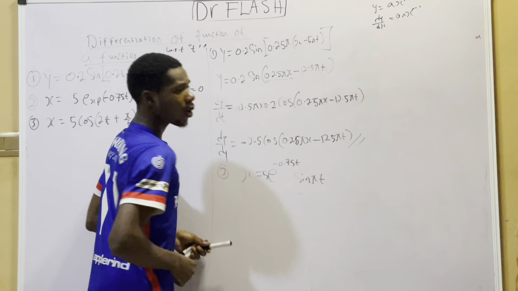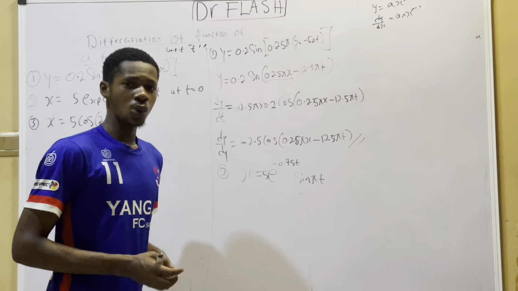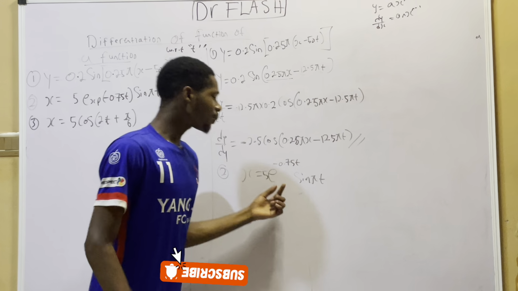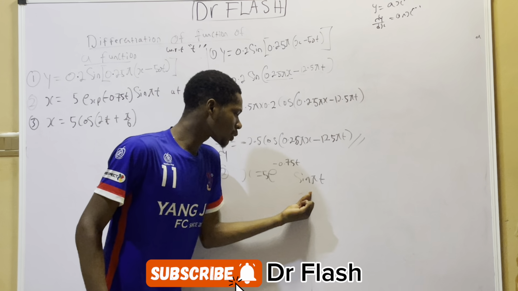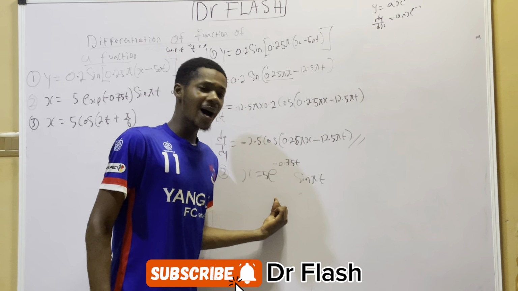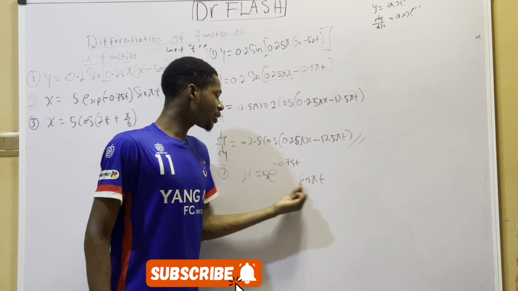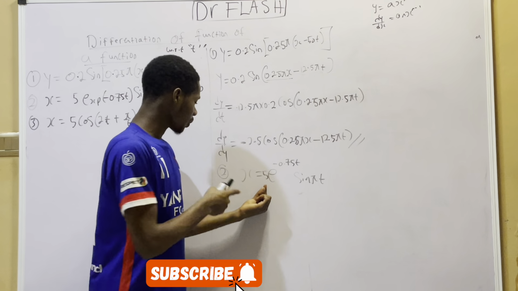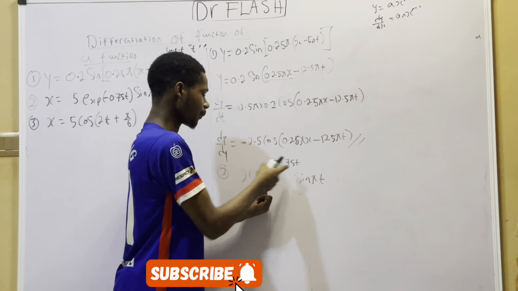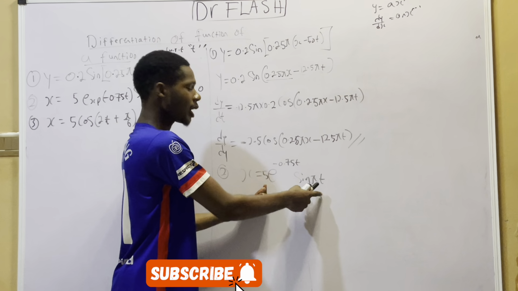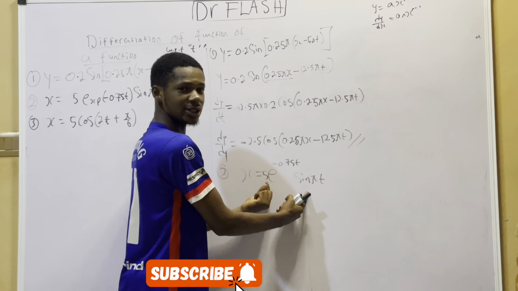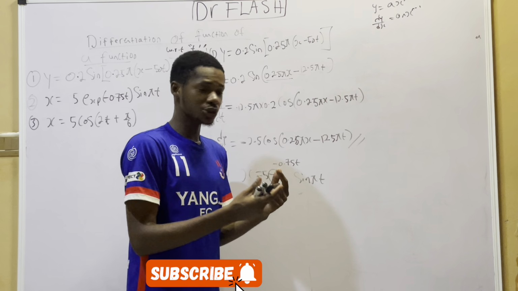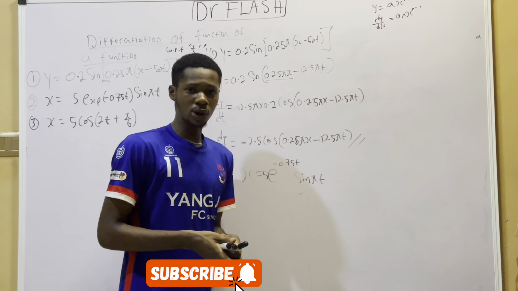Now to do this, we are going to make use of what we call the product rule. Why are we making use of the product rule? Simply because we're having two terms multiplying each other, and each of the terms is a function of what we are differentiating with respect to. So x is a function of time, and these two are two different entities multiplying each other. Product, that's multiplication. So I'm going to differentiate using the product rule.